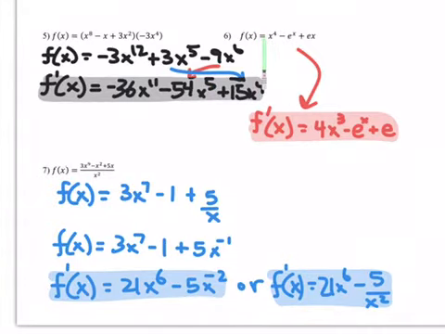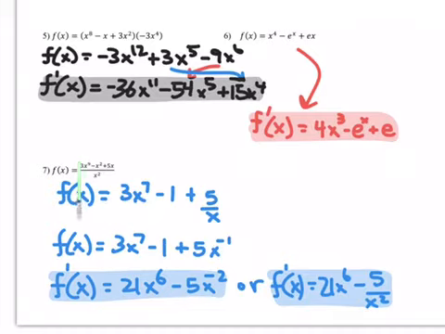Okay, trick on number 6. We get 4x to the third, as you'd see. We get negative e to the x. That's just the derivative of e to the x is itself. But e times x, the derivative of that, like we had in the original slide in the beginning, would be e. That would be the derivative of that term.